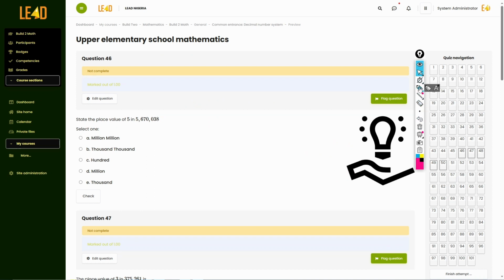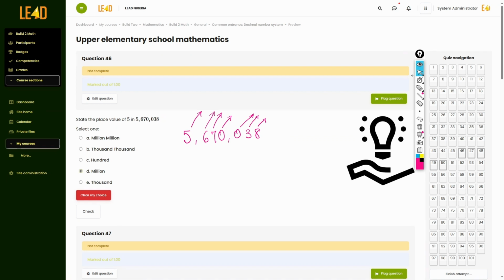Next, I have to state the place value of 5 in that. So let me write it out. 5, 6, 7, 0, 0, 3, 8. So if you count from the back, we have units, tens, hundreds, thousand, tens of thousand, hundreds of thousand, millions. So it is million.